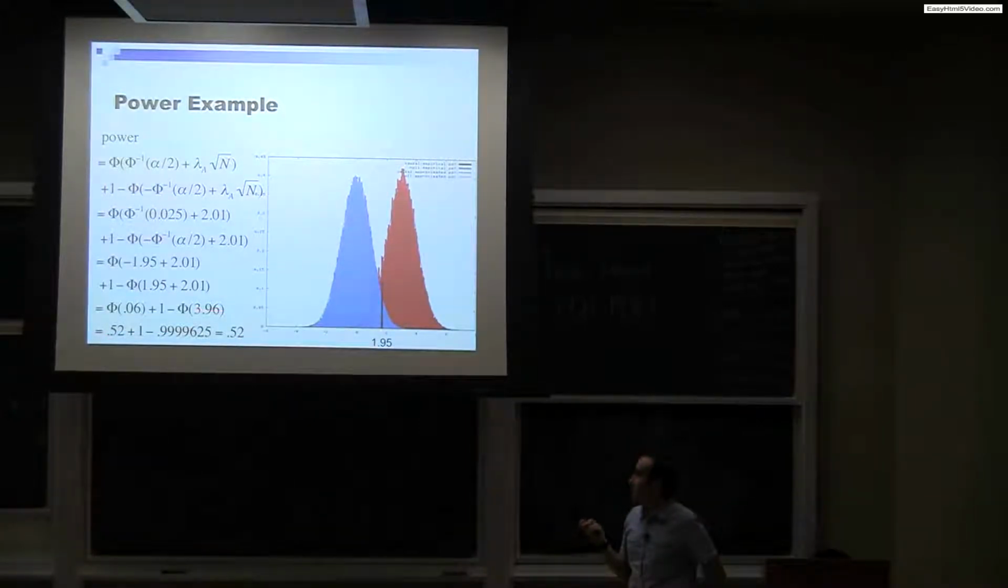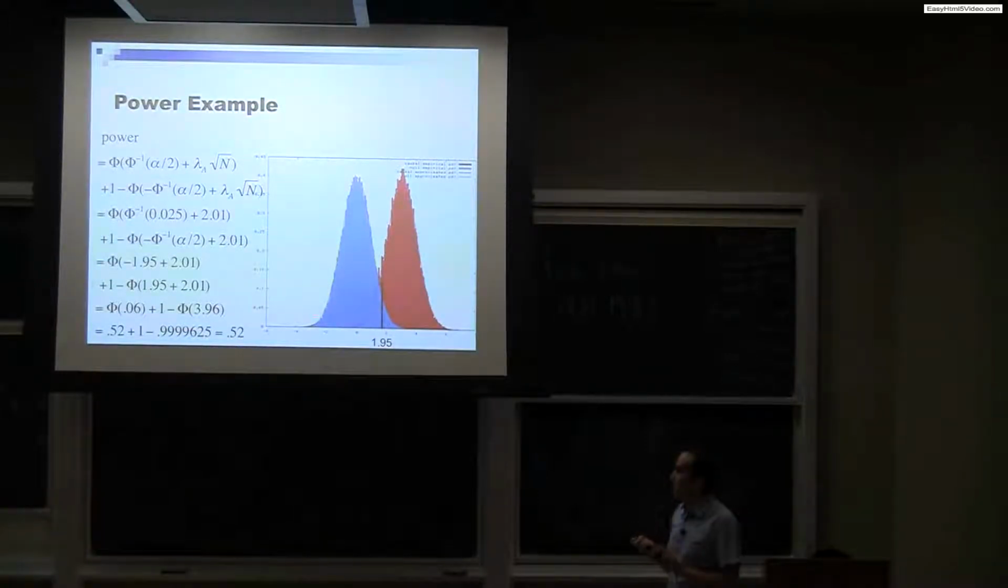And so why is this 0.52? Well, think about it. 2.01 and 1.95 are very close to each other, right? So the non-centrality parameter is actually very close to the threshold. So about half of it is above the threshold. This isn't completely drawn to scale, I admit.